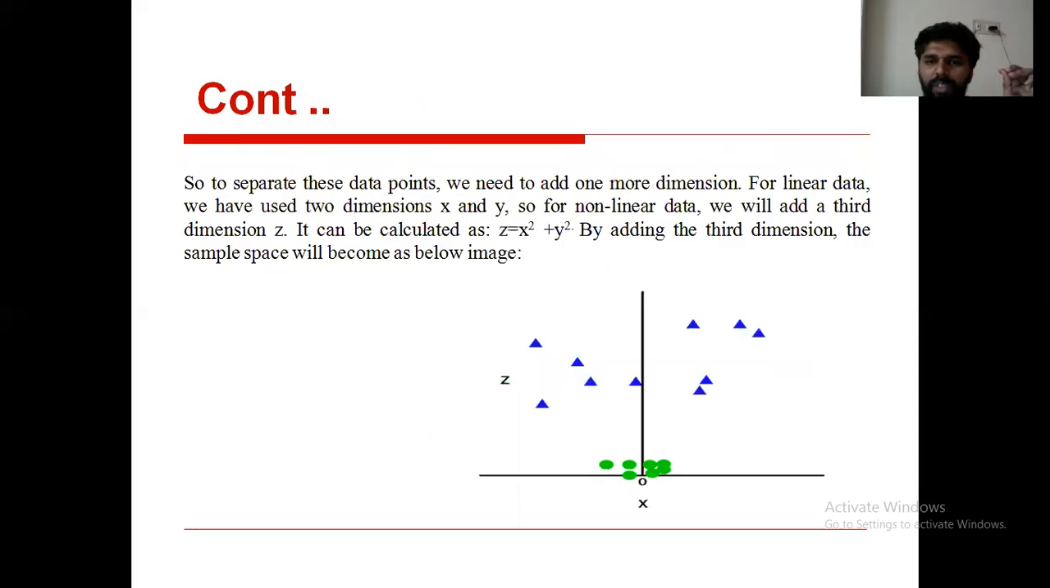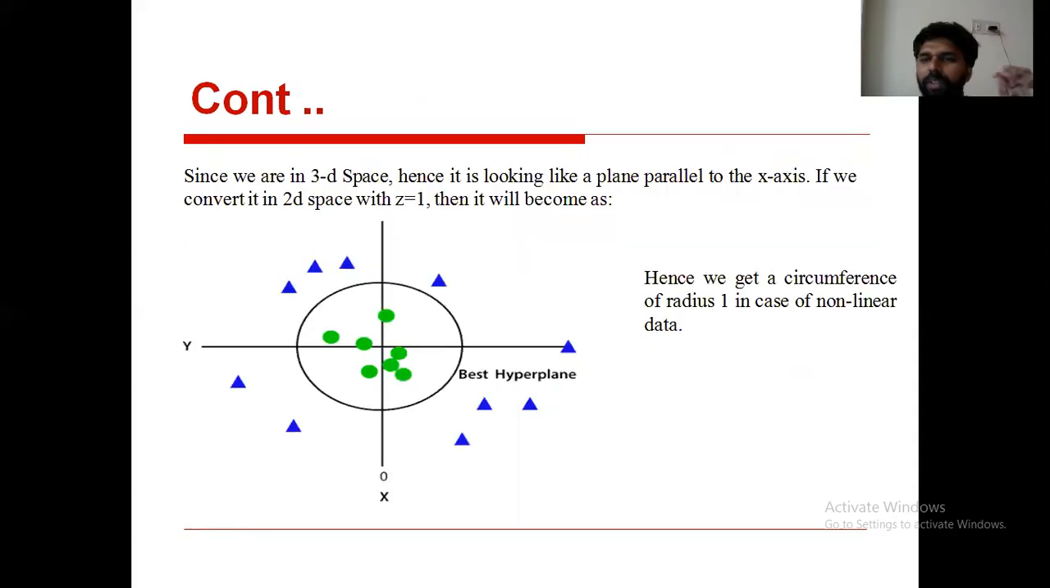Now, observe this. Here, this is another case. How can we perform non-linear support vector machines? Observe this. Here, we constructed a circle to separate the instances or to separate the data.